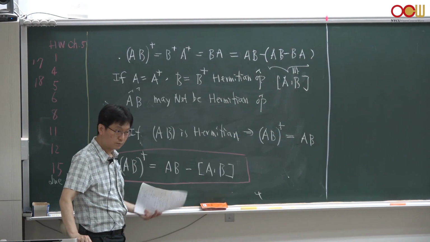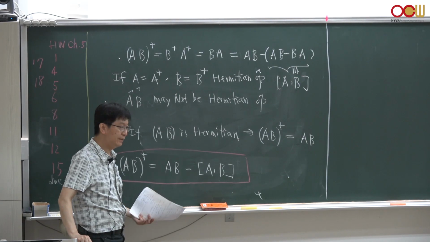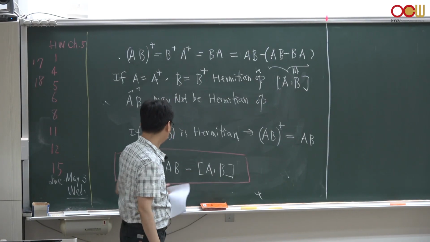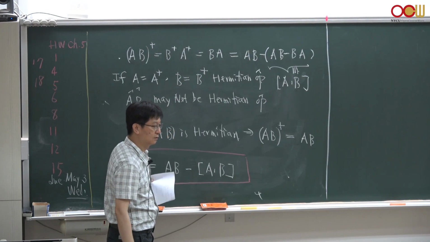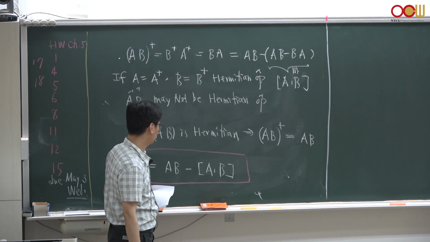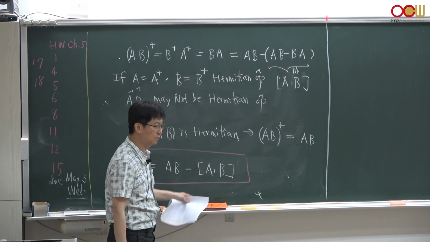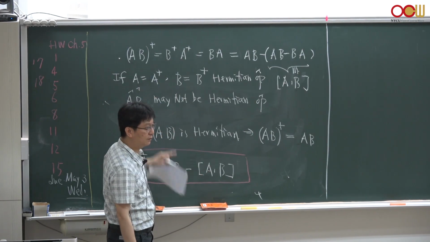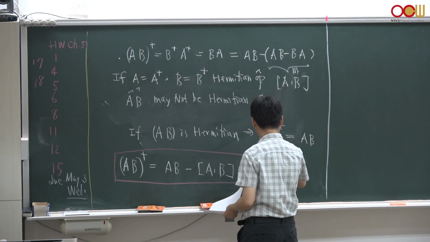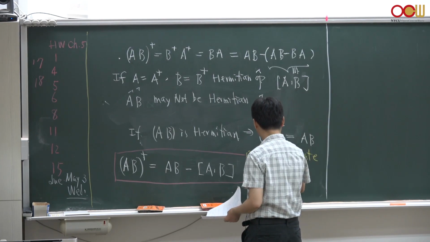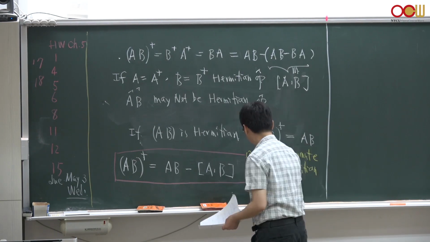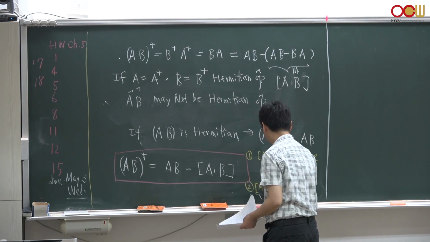As I mentioned, any two quantum mechanical operators may or may not commute. If A and B commute, fine, and the product AB is again a Hermitian operator. But if A and B do not commute, then this AB product operator is not Hermitian. So let me just write in words: if A and B commute, then the AB operator as a product is Hermitian. If not, then it is not Hermitian.